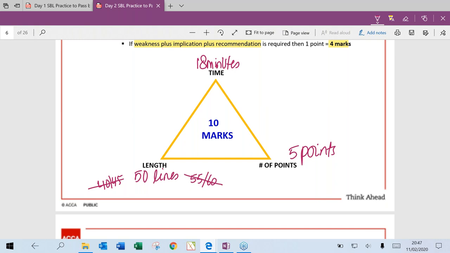All teachers talk about time management, but nobody tells us how to manage the time. The root cause of bad time management is bad length management and bad points management. If you automatically focus on the length of your answers and the number of points, most likely your time management will improve.